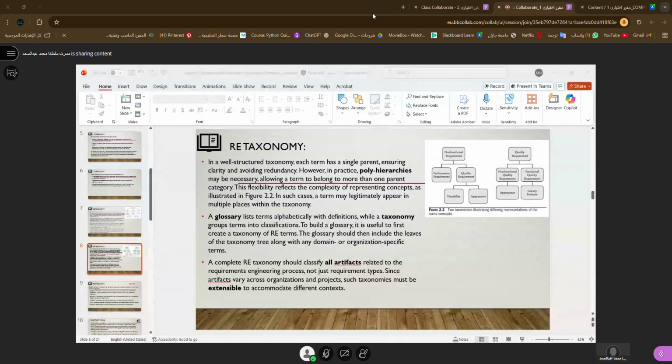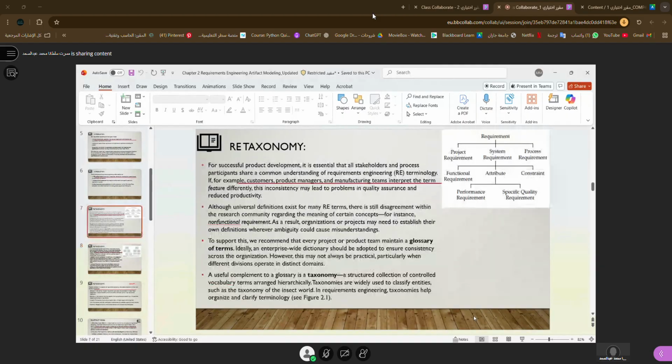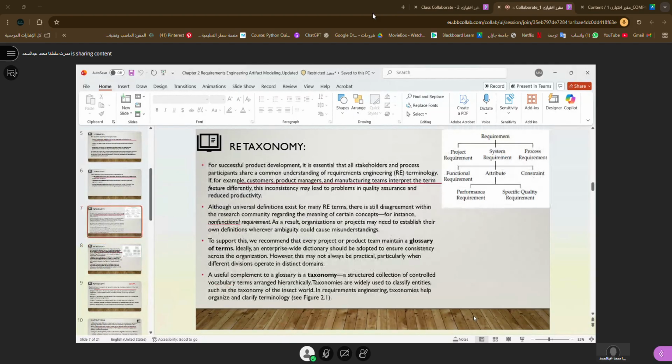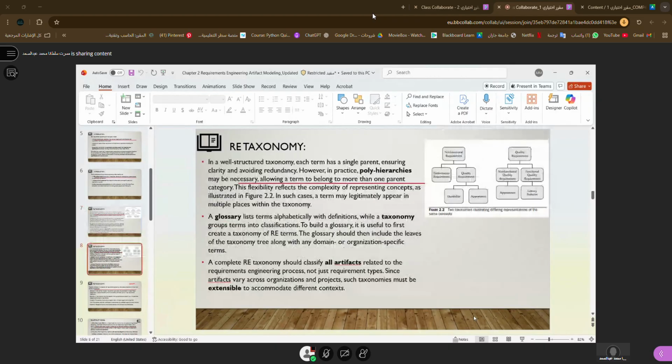Actually, the architecture first. If it is asked, what is the architecture of requirements engineering taxonomy, means this one. Understand? Figure 1 is what about? It is the glossary of a taxonomy. Figure 2 is what here? Two taxonomies illustrating the different representations of the same concepts. Main diagram is this. This is about it in detail. Okay.